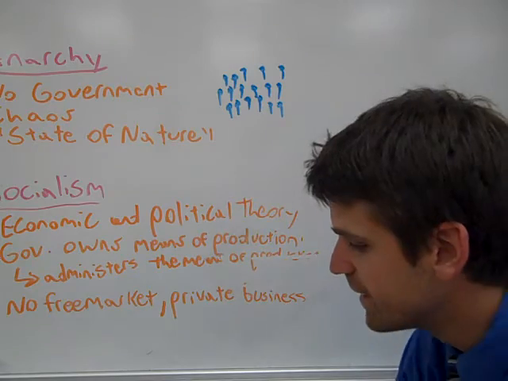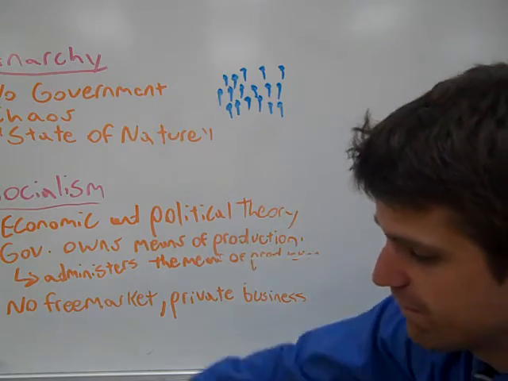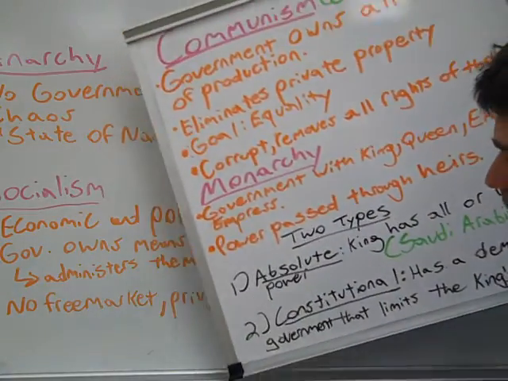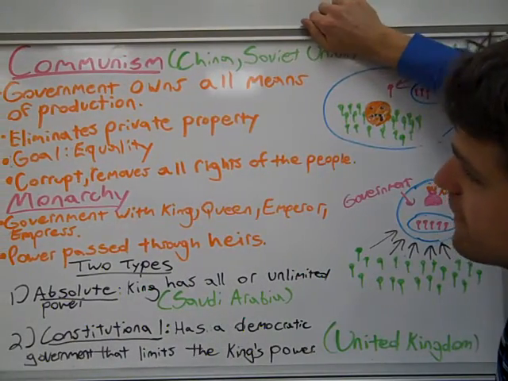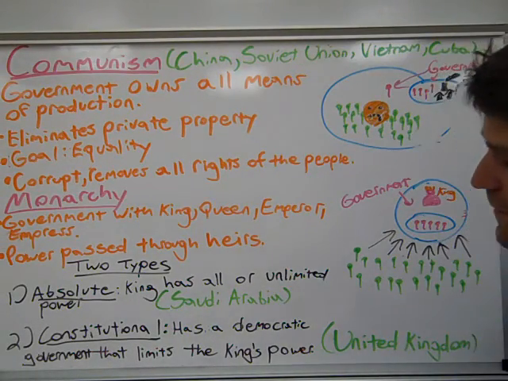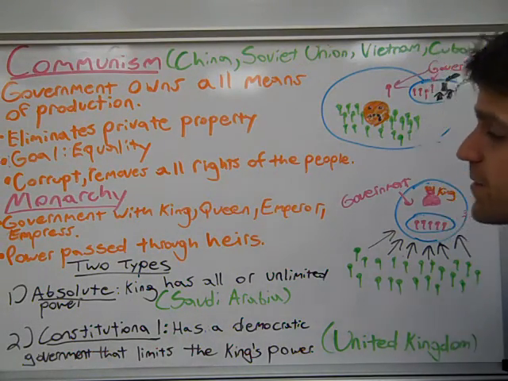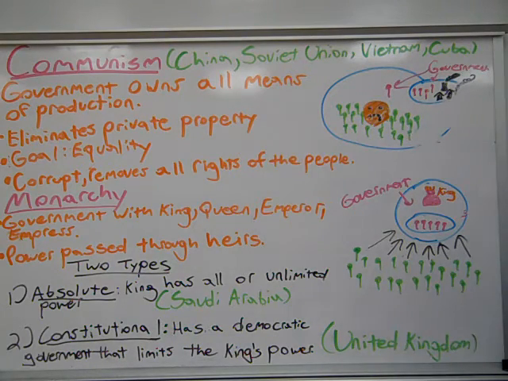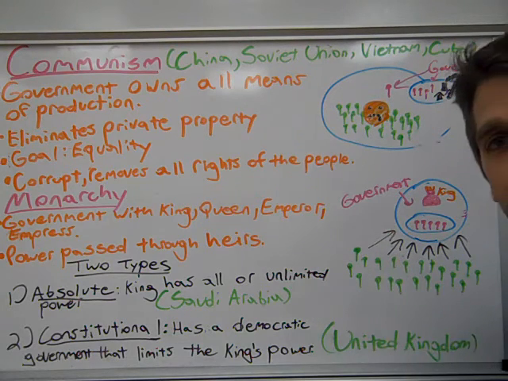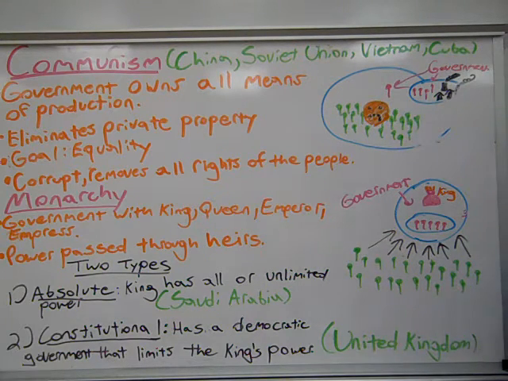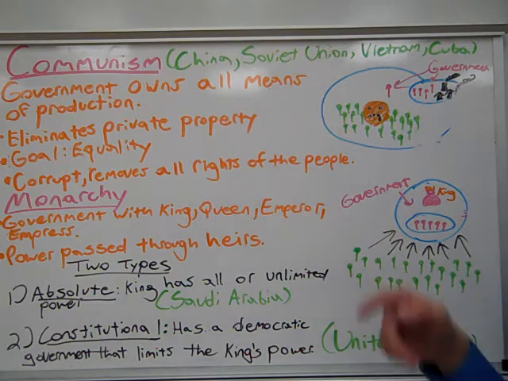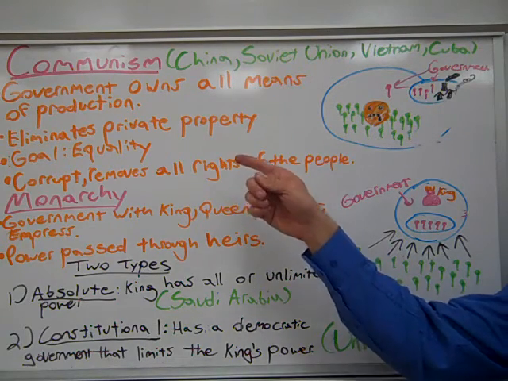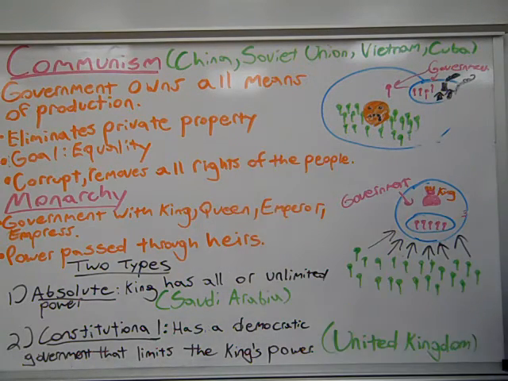Okay, the next form of government is communism, as shown in today's terms by China, Soviet Union, Vietnam, and Cuba. Government is going to own all the productions in this model. There's no private property, and the goal is equality.